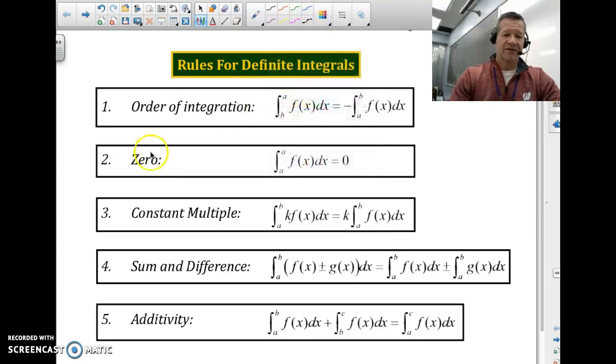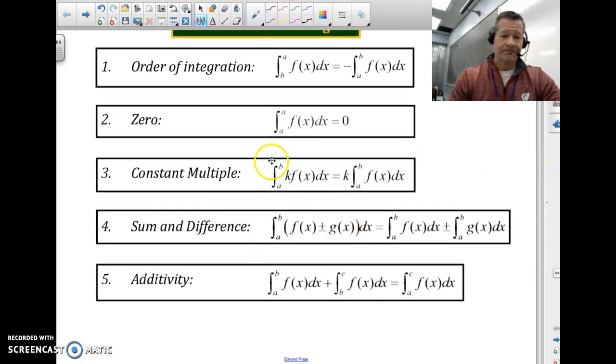Okay. Then we have the zero property. The integral of f of x dx from a to a is 0. Hopefully that's obvious. If the integral calculates the area under the function between two values, and the values are at the same place, there's going to be no area to find, and the value is 0. Constant multiple. If you have a constant multiple being multiplied by your function, simplify it by taking that multiple out, and that'll have the same value.